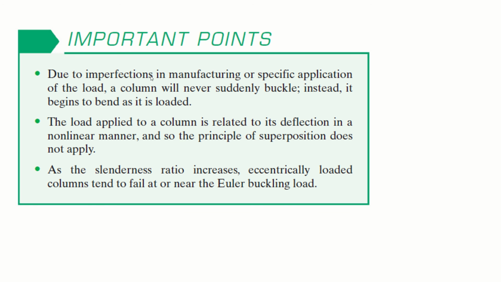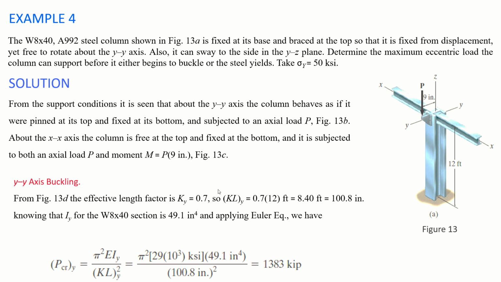Important points are, due to imperfection in manufacturing or specific application of the load, a column will never suddenly buckle. Instead, it begins to bend as it is loaded. So the load applied to a column is related to its deflection in a non-linear manner, and so the principle of superposition does not apply. As the slenderness ratio increases, eccentrically loaded columns tend to fail at or near the Euler buckling load. Okay. Another example, we are going to solve it on this secant formula.